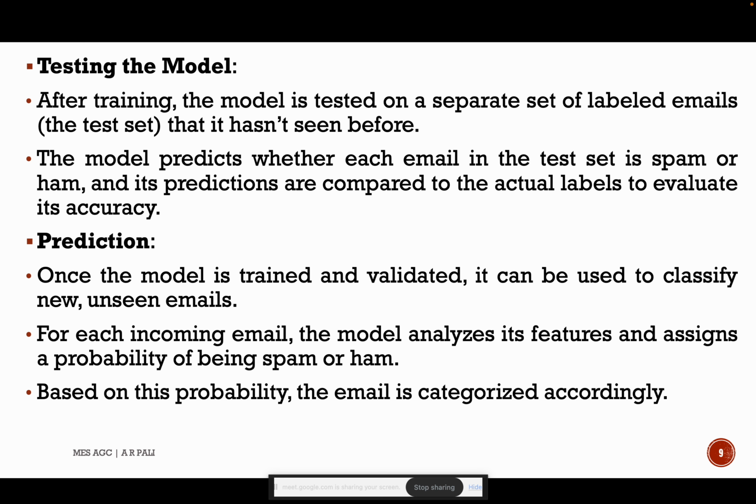Next is prediction. Once the model is trained and validated, it can be used to classify new unseen emails. Once we have trained and tested the model, and we say that okay, it is a valid model, the accuracy is good, now put it into the market. For each incoming email, the model analyzes its features and assigns a probability of being spam or ham. Based on this probability, the email is categorized accordingly. So we are not saying that the model is 100% correct. It can be 90% correct, but 90% accuracy आपल्याला मिळालेली आहे.